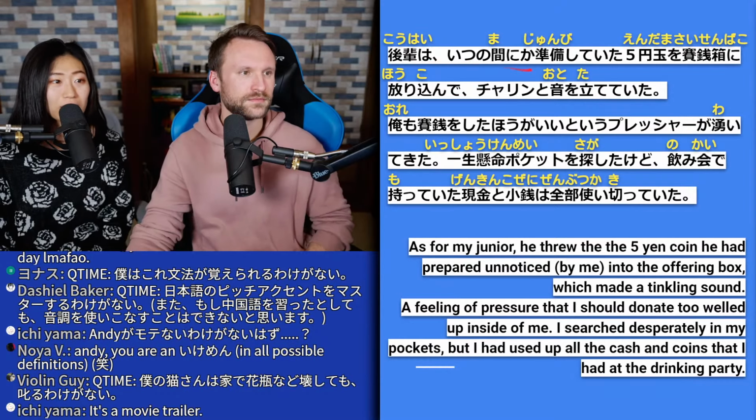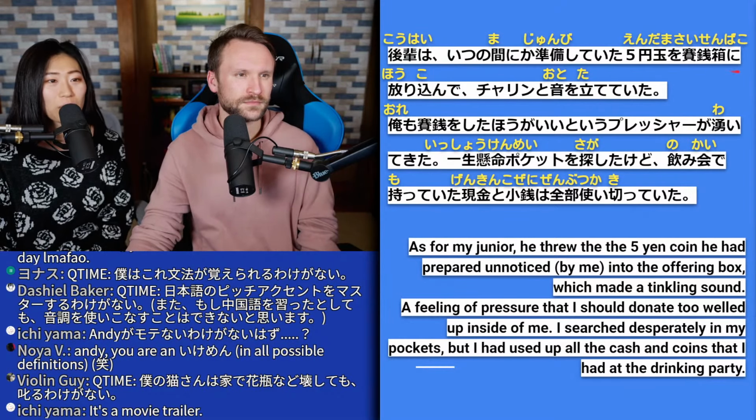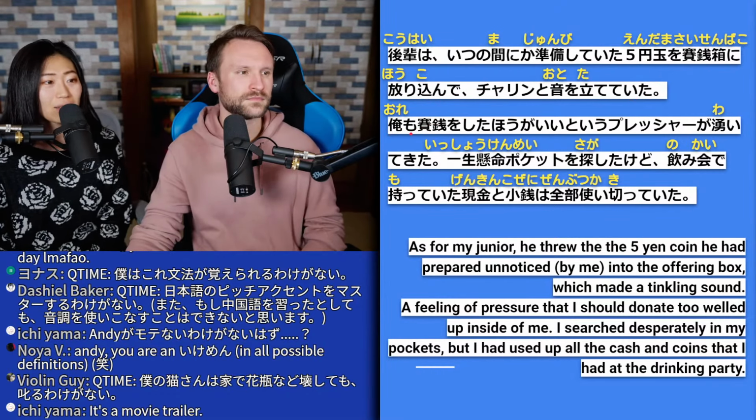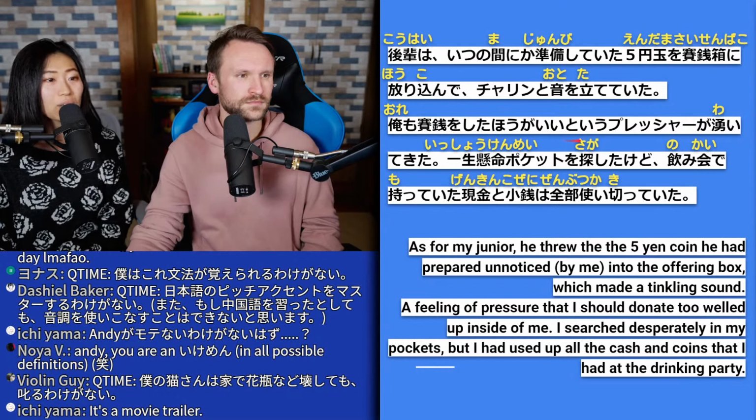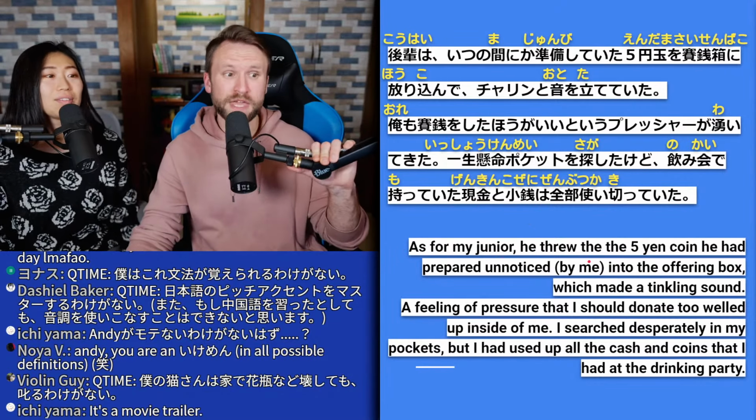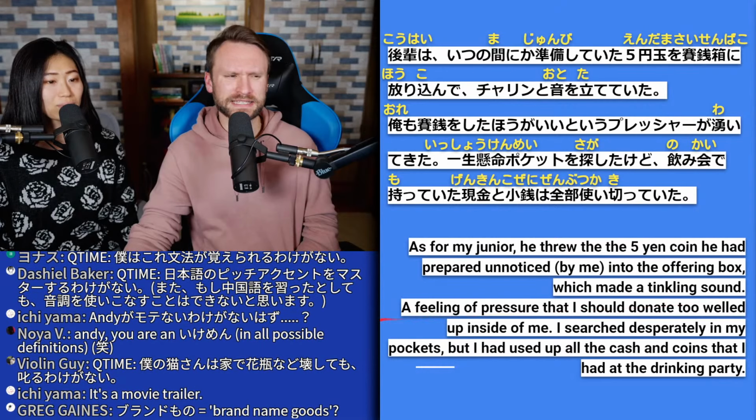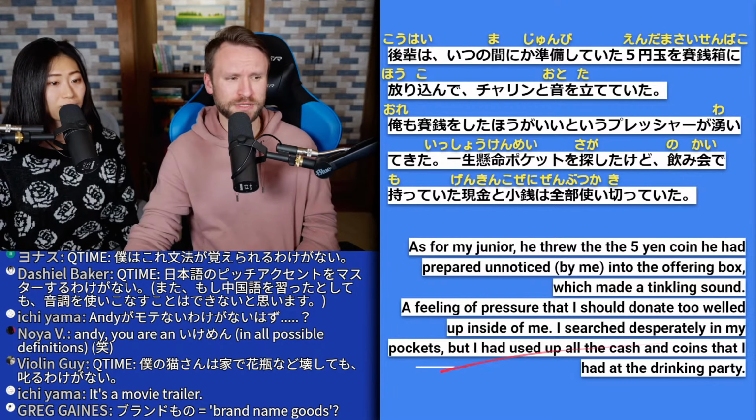後輩はいつの間にか準備していた5円玉を賽銭箱に放り込んでチャリンと音を立てていた。俺も賽銭をした方がいいというプレッシャーが湧いてきた。一生懸命ポケットを探したけど、飲み会で持っていた現金と小銭は全部使い切っていた。 As for my junior, he threw the 5 yen coin he had prepared unnoticed by me into the offering box, which made a tinkling sound. A feeling of pressure that I should donate too welled up inside me. I searched desperately in my pockets, but I had used up all the cash and coins that I had at the drinking party.